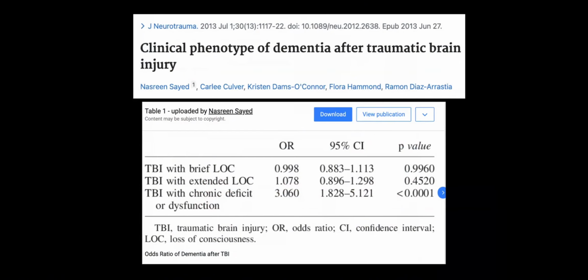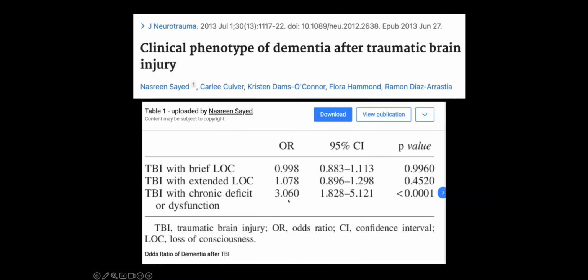The reason I like to highlight this study in particular is that people like to try to understand TBI consequences in terms of was there a loss of consciousness or not. But what this study in the Journal of Neurotrauma showed is that it's not traumatic brain injury with loss of consciousness that necessarily increases the risk for dementia, but more accurately, it's traumatic brain injury with chronic deficits or dysfunction that has an odds ratio of triple the risk for dementia.